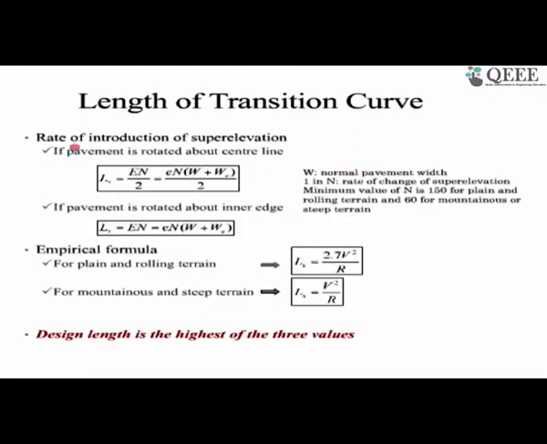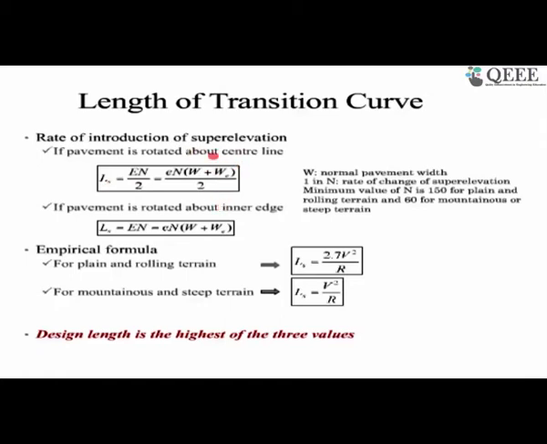Equation 2 is based on the rate of introduction of super elevation. As we told you, there is a rate at which super elevation should be introduced. The minimum value, as per IRC, is given as 1 in 150 for plain and rolling terrain, and 1 in 60 for mountainous or steep terrain. So this is the rate at which the super elevation should be attained. It means you ease the camber, and from the camber you need to provide the super elevation. This is what you need to consider. So if you know the super elevation, you can estimate this. Now there are two options of doing that.